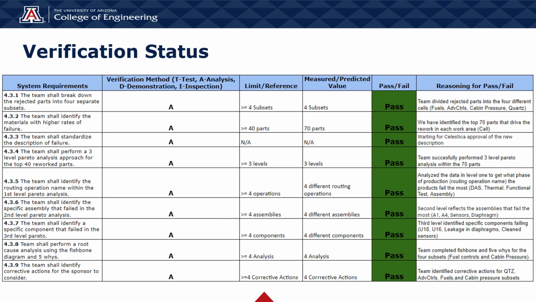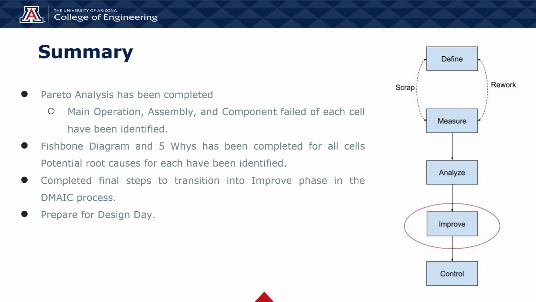We have used an analysis method to verify each system requirement, and the table also includes limits and measured values for each system requirement. To summarize this project, we have completed our Pareto analysis in the main operations, assembly, and each component that failed for each cell has been identified. We have created a fishbone/Ishikawa diagram, and the 5 whys have been completed for all the cells, with their respective potential root causes identified. We have also completed the final steps in the transition into the improve phase in the DMAIC process, and we're ready to prepare for design day.